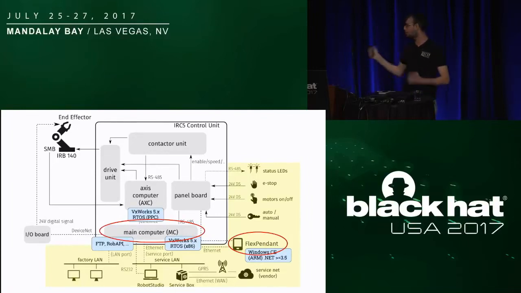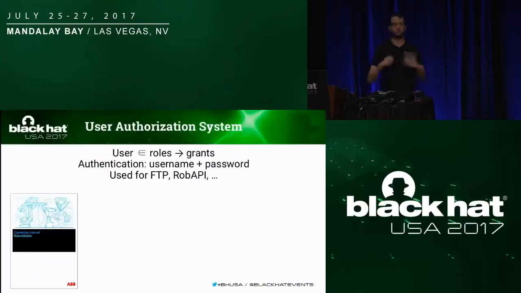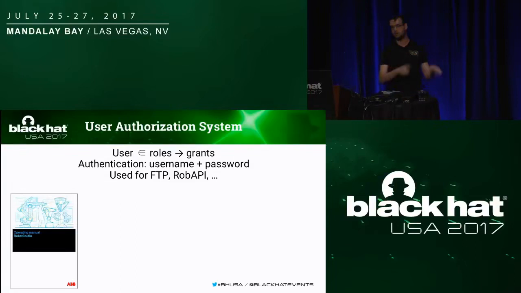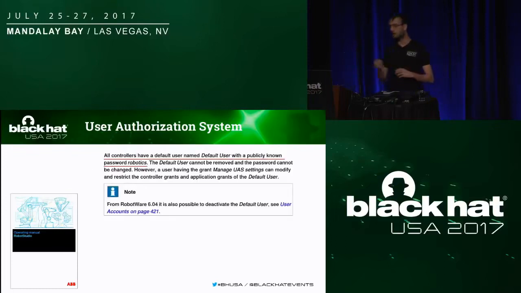So let's go back to the main computer. The main computer, as we said, exposes a lot of network services. Those network services are authenticated using a user authorization system framework, which is a kind of standard framework where every user, human user I mean, authenticates using a username and a password, and it is used to authenticate the access to all kinds of network services. Each user belongs to a set of roles. Each role belongs to a set of permissions. If we go back to the user manual, we see that there is actually a default user with a default password.